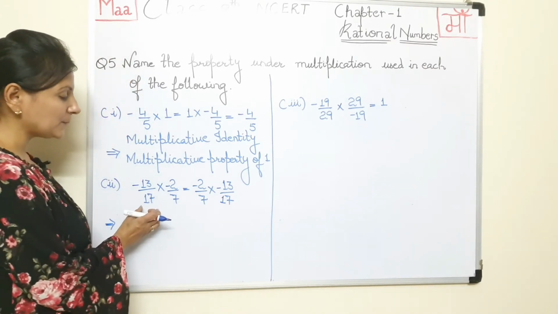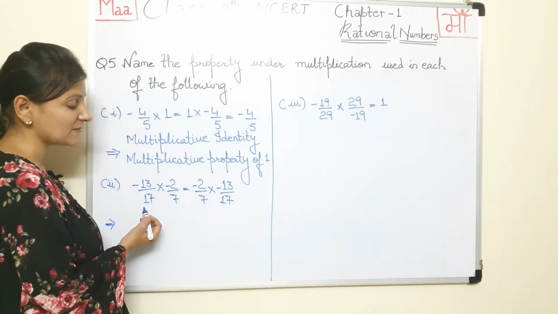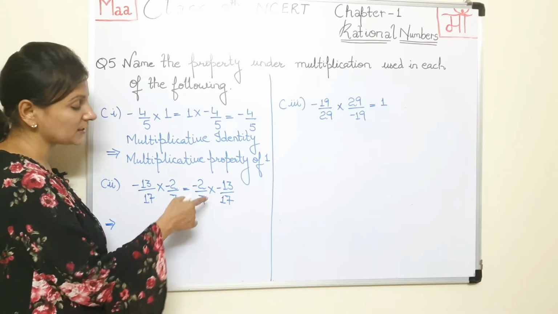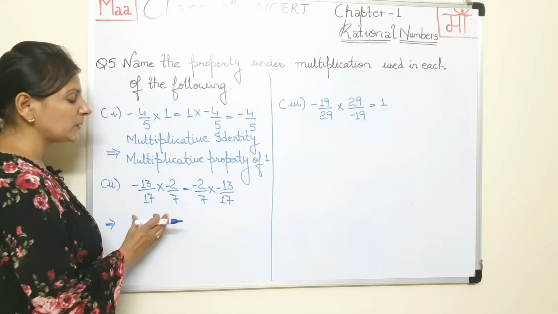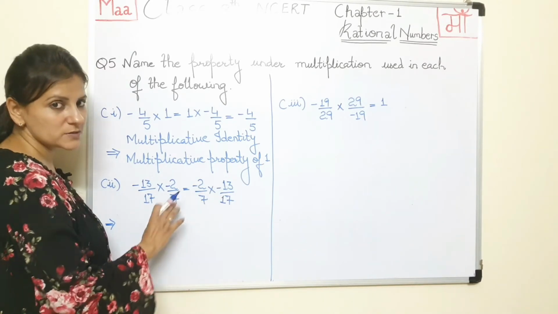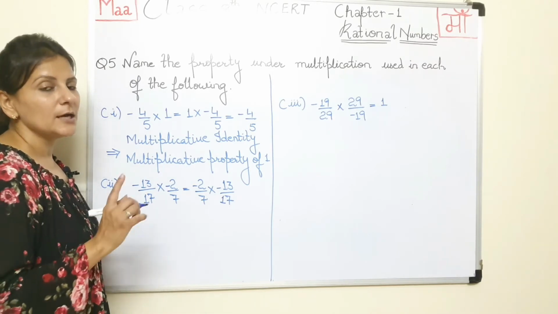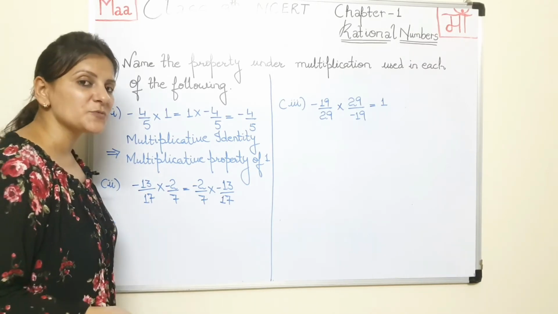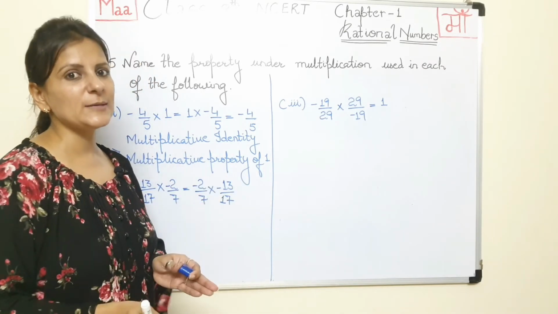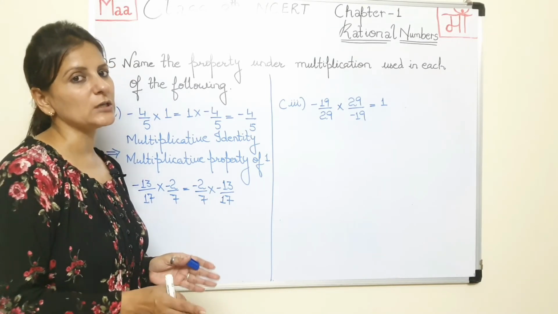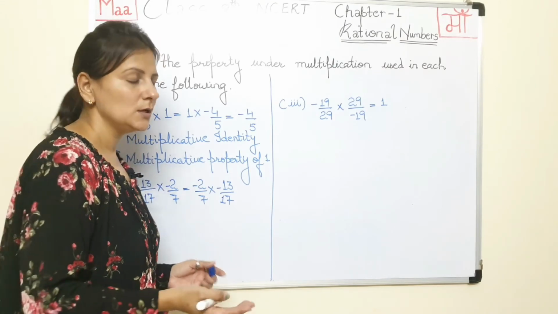Okay, यहाँ पे आप देख रहे हैं कि सेम रेशनल नंबर है, सिर्फ इसका ऑर्डर चेंज हो गया. यहाँ -13/17 है पहले, फिर -2/7 है, यहाँ -2/7 है पहले, फिर -13/17 है. तो कभी भी दो रेशनल नंबर्स अगर आपको गिवन हो और उसके ऑर्डर चेंज हो, तो वो जो प्रॉपर्टी होती है वो होती है कॉम्यूटेटिव प्रॉपर्टी. अब कॉम्यूटेटिव प्रॉपर्टी एडिशन में भी होती है, सब्ट्रैक्शन में भी होती है, मल्टीप्लिकेशन में भी होती है और डिवीजन में भी होती है. बट एडिशन और मल्टीप्लिकेशन के अंदर जो कॉम्यूटेटिव प्रॉपर्टी होती है वो पॉसिबल होती है, बट सब्ट्रैक्शन और डिवीजन के अंदर वो पॉसिबल नहीं होती है.